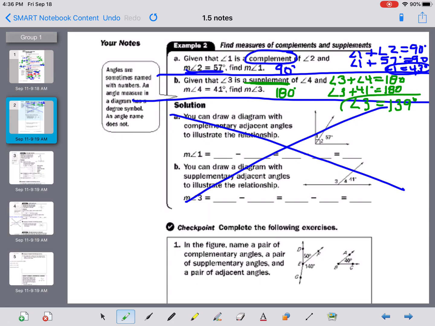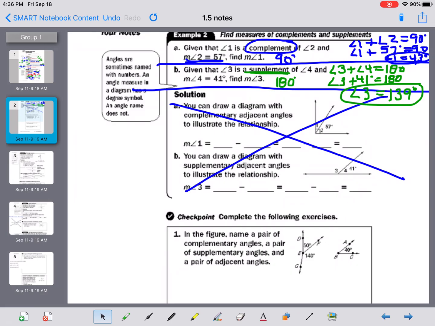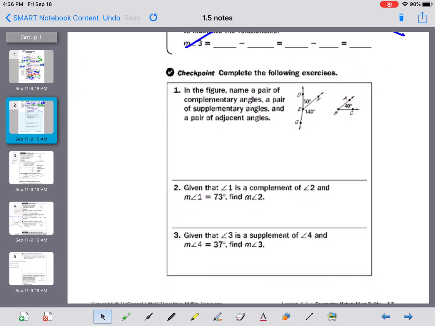Okay? Angle 3 is 139. So you can see right there that if you can do the math quickly, you're good to go. Okay? While we're at it, let's just come right down here and do number 2 and 3 down here.